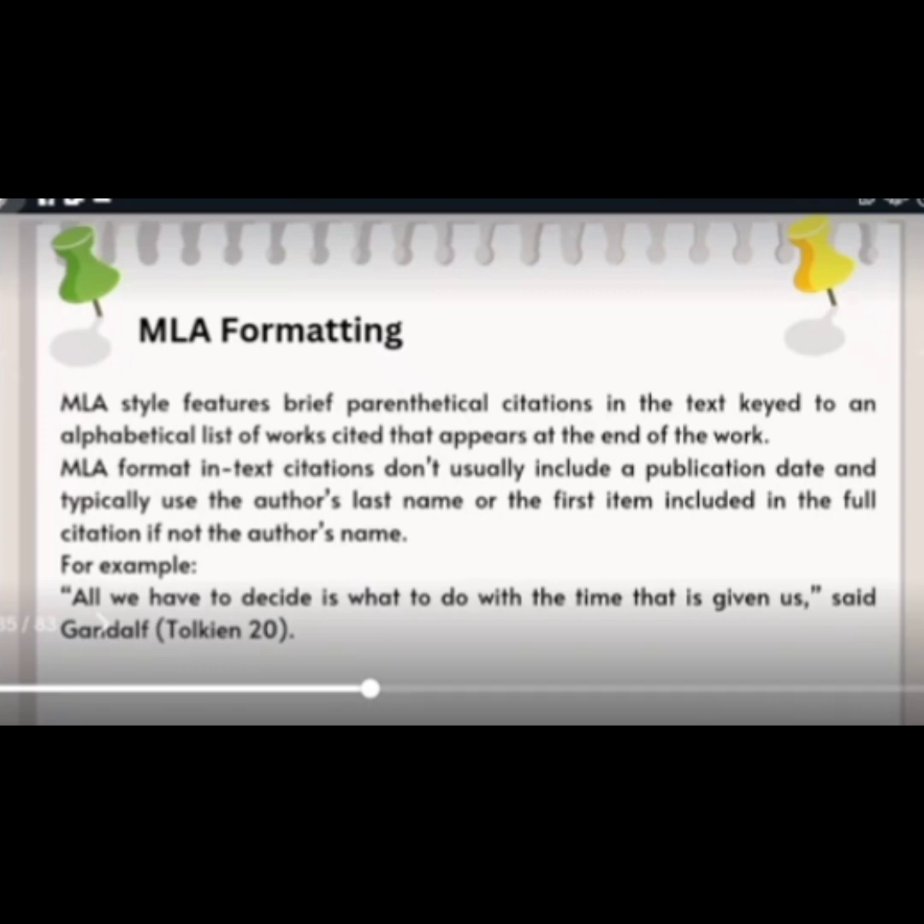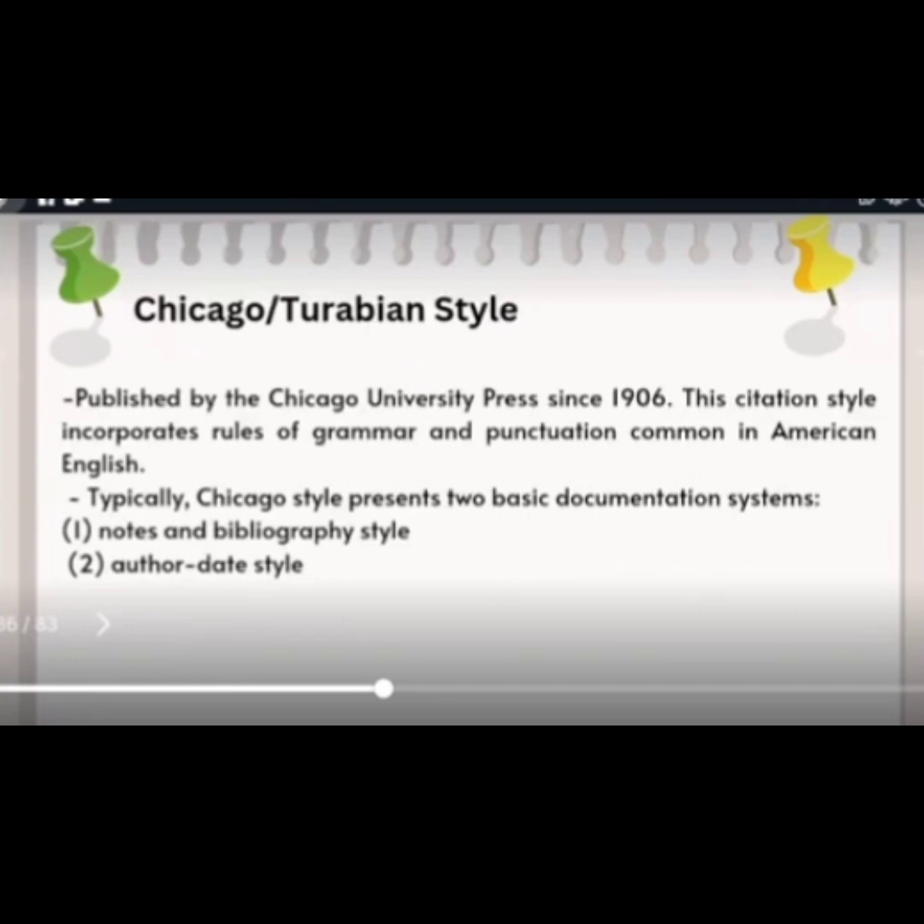Next we have the third one, the Chicago Turabian style. This is published by the University of Chicago Press since 1906. The citation style incorporates rules of grammar and punctuation common in American English, so they emphasize common in American English only.